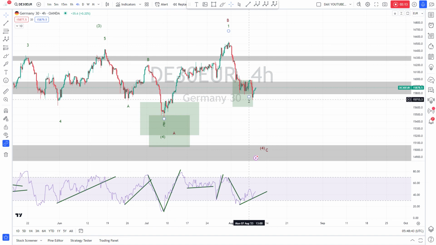So these are the two scenarios I'm looking at. Yesterday I told you I was expecting at least one more low, also in the bullish scenario. This is what happened, and so now let's see how we can continue from here, or where we currently are.